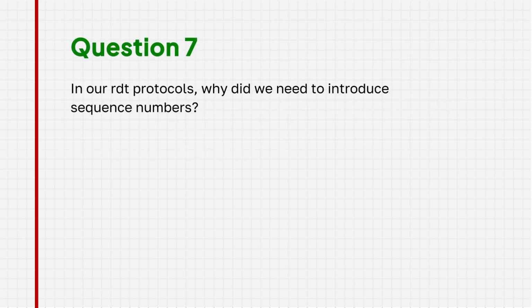Now, final question, question 7. In our RDT protocols, why did we need to introduce sequence number? I mentioned already in front, maybe just a quick review. Why should we introduce sequence number here? To detect retransmits, to detect duplicate packets.